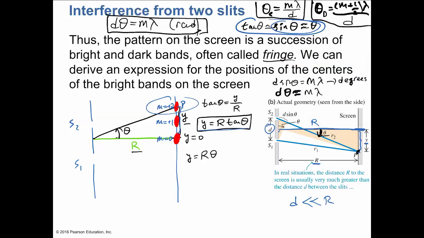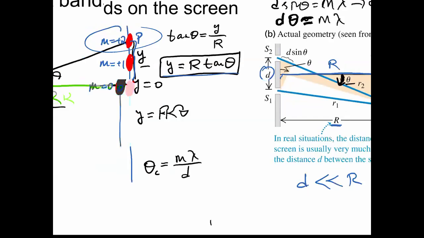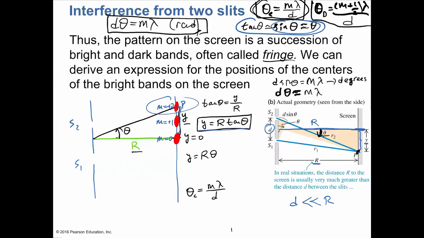Well, theta here, if it's constructive, using this equation over here, I also know that theta here is m times lambda over d. So let's call this the first equation, for the constructive. Then I can say, this is also for that constructive: r times theta, but theta here is m times lambda over d. That means I can have those two equations combined together into one.